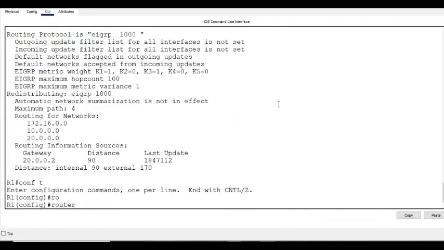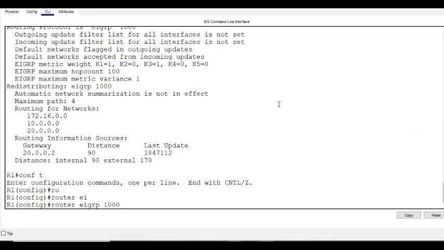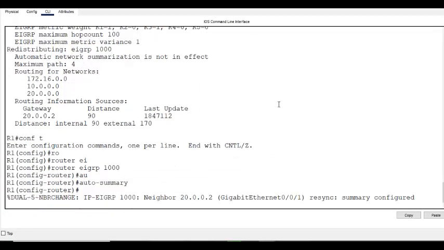So what version of operating system is it? If it is 12.something, it would have done summarization by default. But I'm 100% sure this is not 12. Show version. Look at this. It is 15.5. It's a higher version. That is why it is not summarizing.